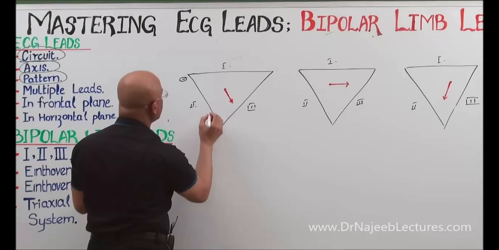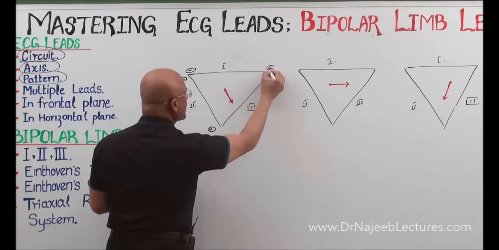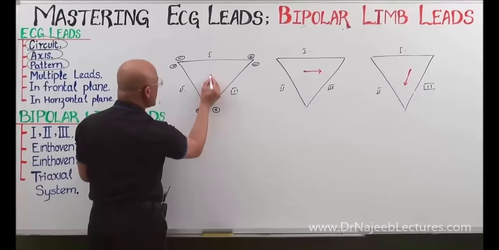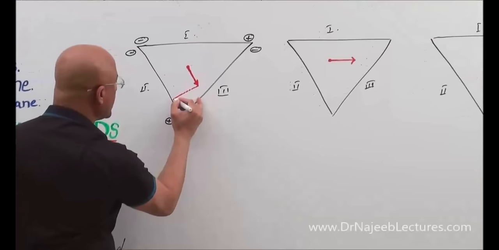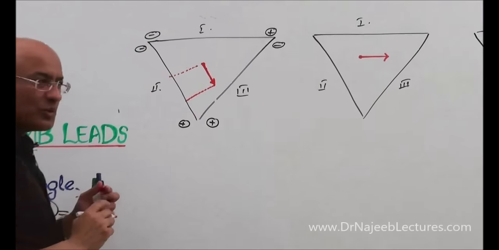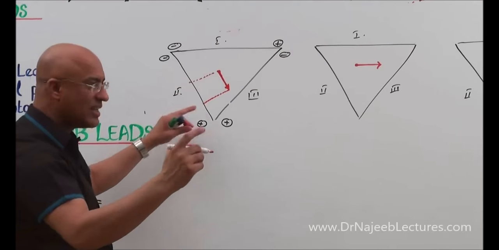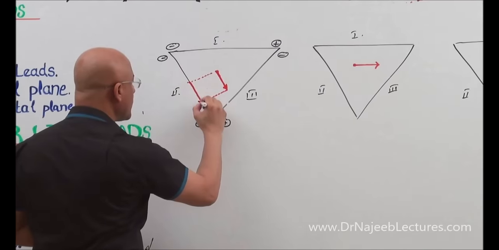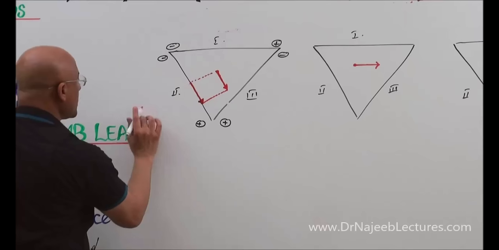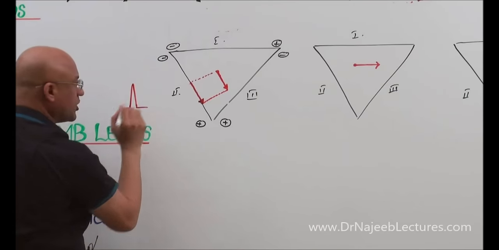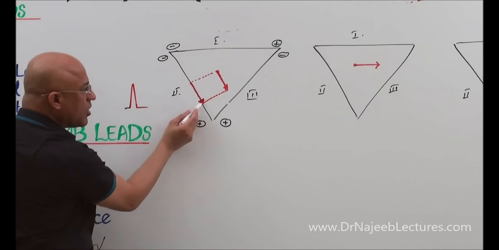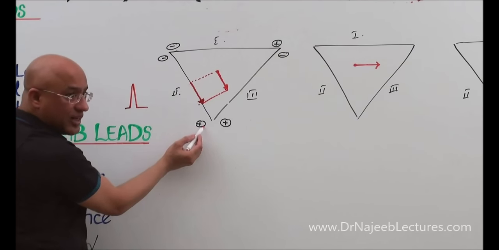Negative, positive, negative, positive, right? Vectorial analysis. First of all, because it is parallel with lead 2, the full vector is projected along the axis of lead 2. The axis of the vector is parallel with the axis of the lead. So this will be your projected vector. And what is this? QRS in lead 2. This pattern should be positive because in the projected vector, positive charges are still moving towards the positive electrode, right?